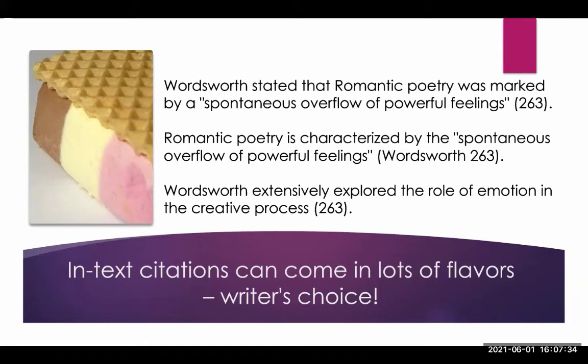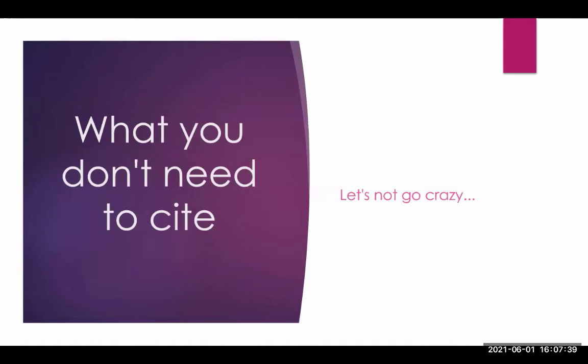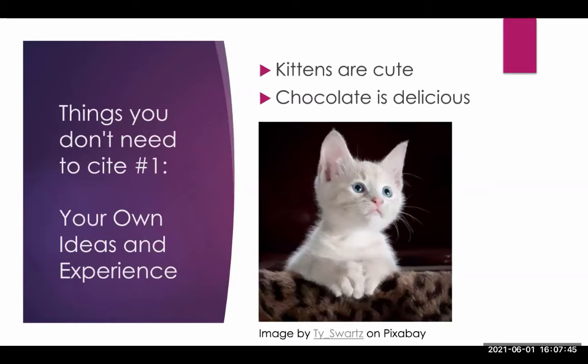So we've talked a lot about citations. We've talked a lot about how to do it properly and what things look like. You don't need to cite everything. So let's not go crazy. Let's talk for a minute about things you don't need to cite. You do not need to cite your own ideas and experience. So your opinions, your thoughts, your reflections on your sources and what your sources have to say, you do not need to cite those things because those are your own ideas. So a well-balanced research paper is going to be a mixture of stuff that comes from your sources and stuff that you think about what comes from your sources. So you don't need to cite your own thoughts. You just need to cite the stuff that came from someone else.